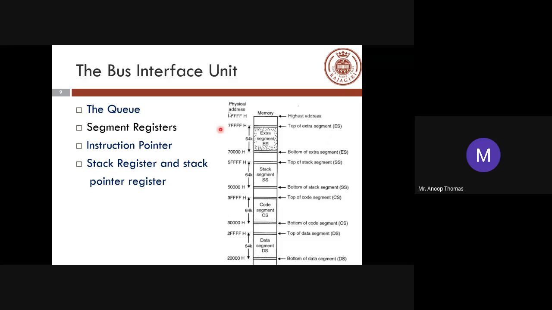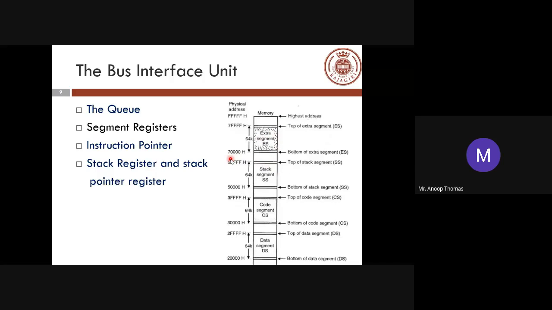So that's the idea of the bus interface unit. This is how the memory will look. As you can see, the whole memory is divided into different segments of equal size, 64K. So you have 1 MB of memory divided into 4 different entities of 64K size, each of which has a bottom. You have a top of extra segment, the highest address, then this is your extra segment value.